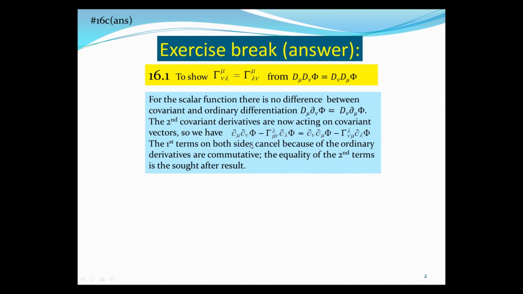Okay, and of course, ordinary derivatives are commutative. It doesn't matter whether it's d mu d nu or d nu d mu. So these two terms cancel, and we're left with only the second term, which shows clearly that the coefficients of the Christoffel symbol are the same when you interchange the positions of the low indices. Okay, so that's the proof.